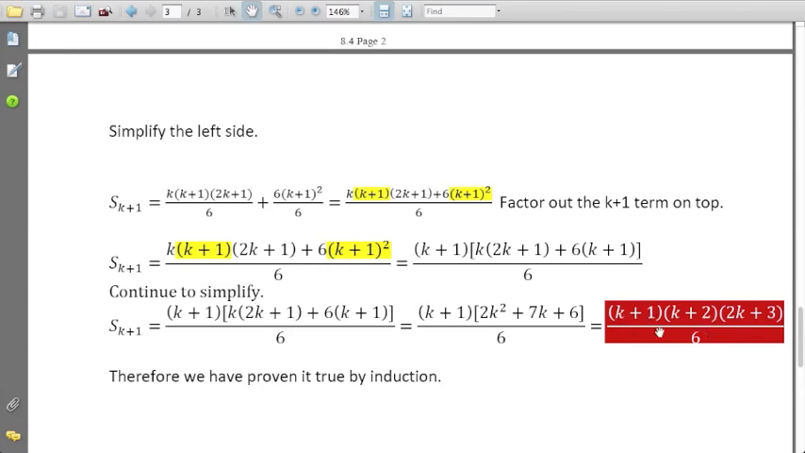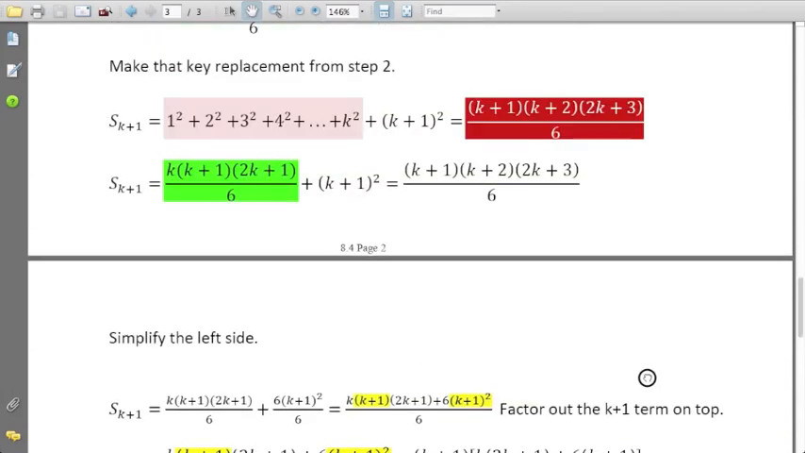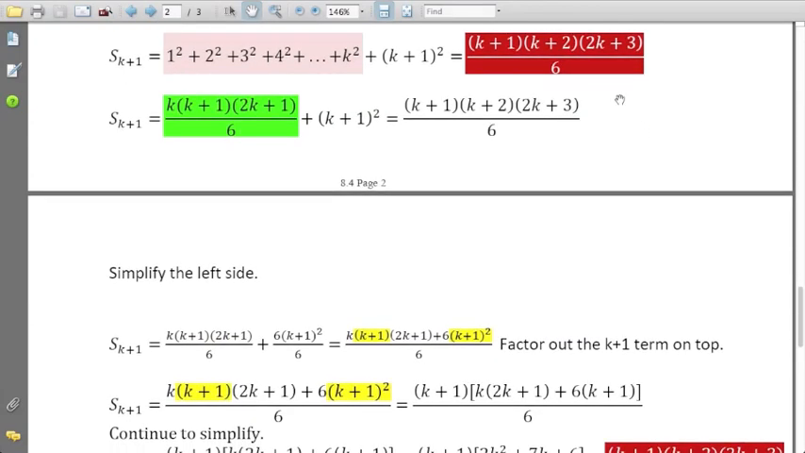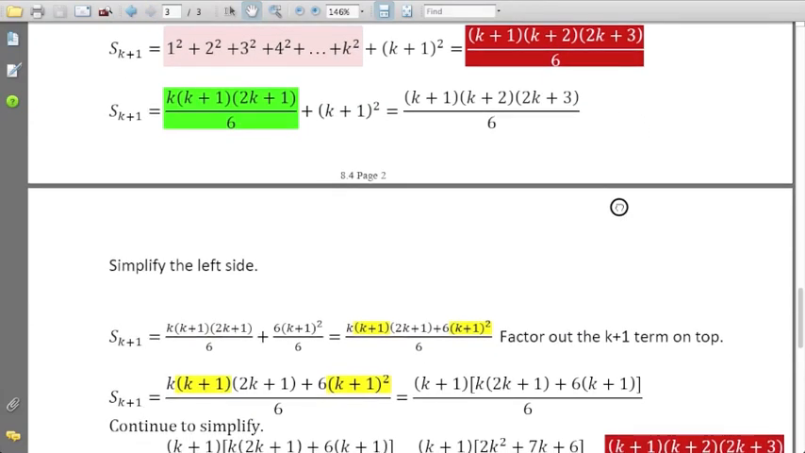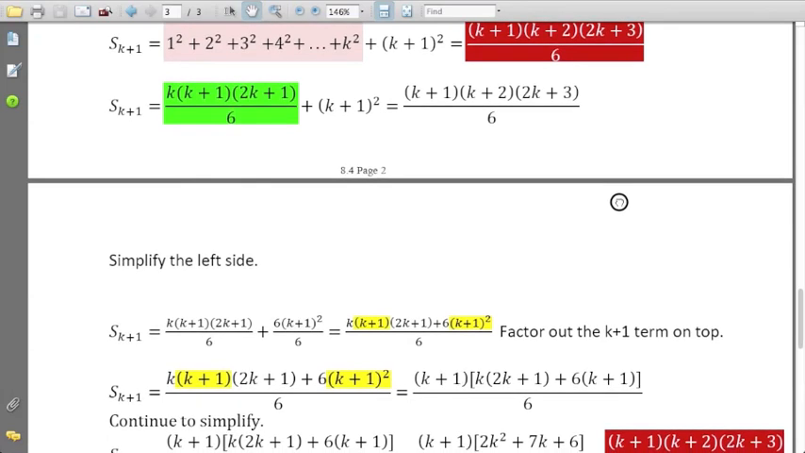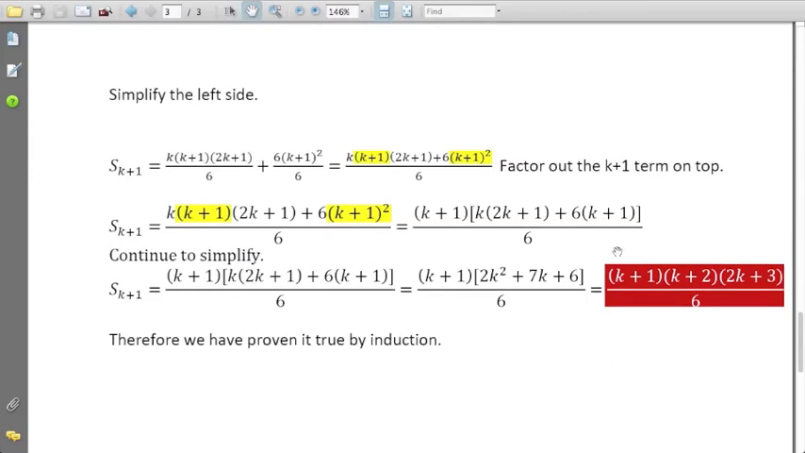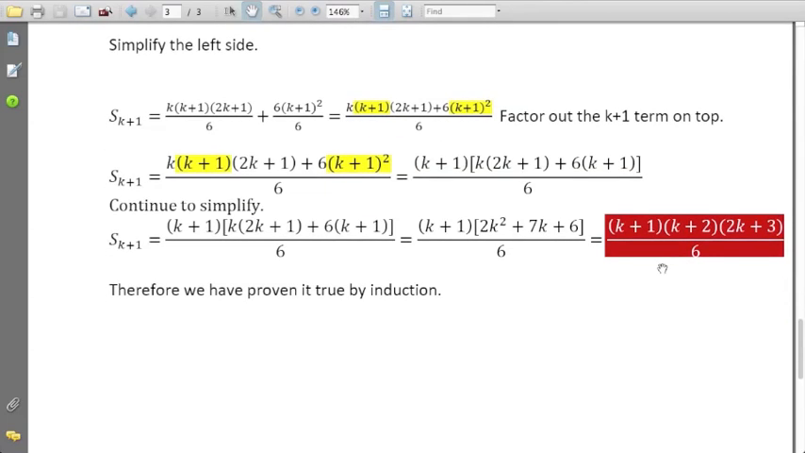And this is my final expression. If I go back and look, that's exactly what I had here. I wanted to show that those were equal. Oh, they almost make it on the screen at the same time. But you get the idea. It turns out when I do simplify, I get this value here, which makes it true, proven by induction.